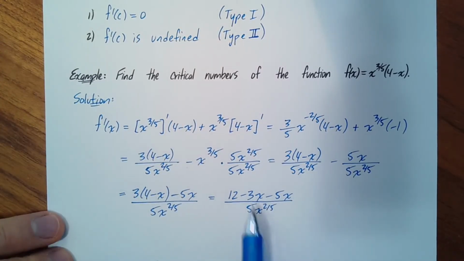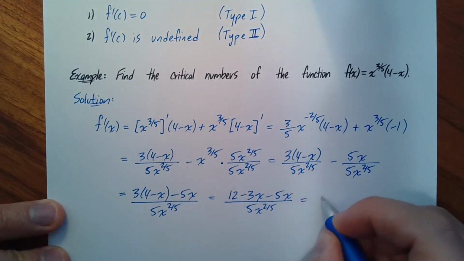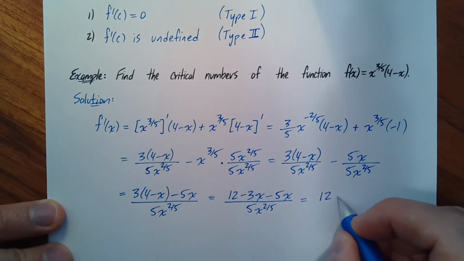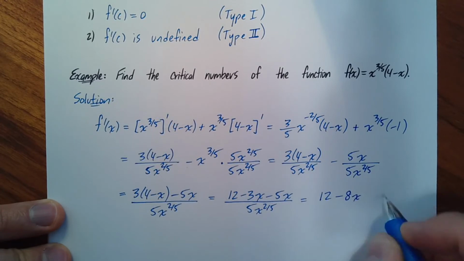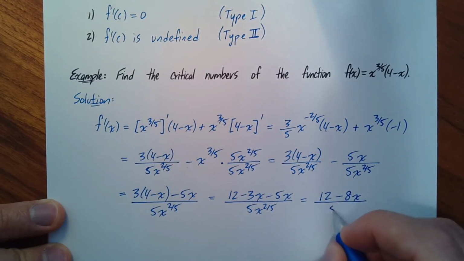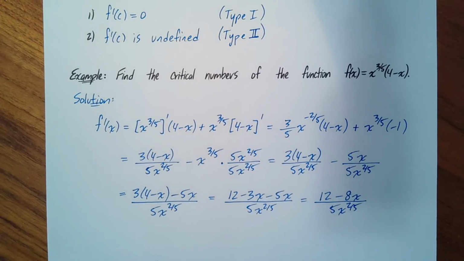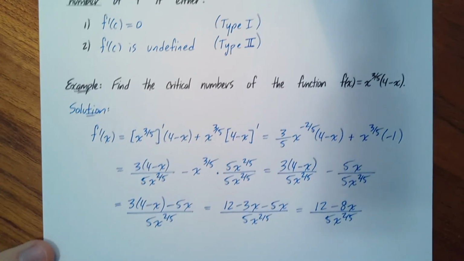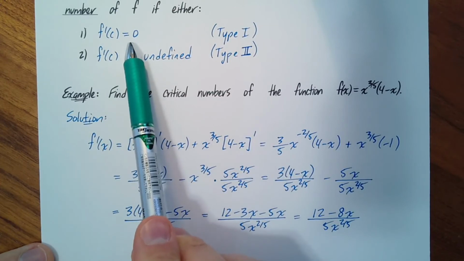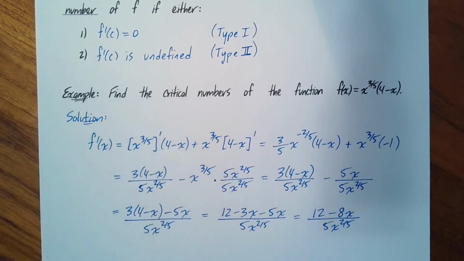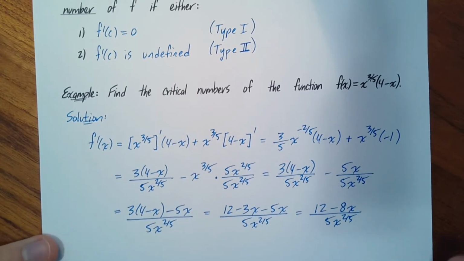And then we can combine our like terms finally to write this as 12 minus 8x all over 5x to the 2/5. So now, when you want to find your critical numbers, remember we're looking for places where the derivative is either equal to 0 or the derivative is undefined. So if you've written your derivative as a fraction like this, a single fraction, then it's straightforward to do that.